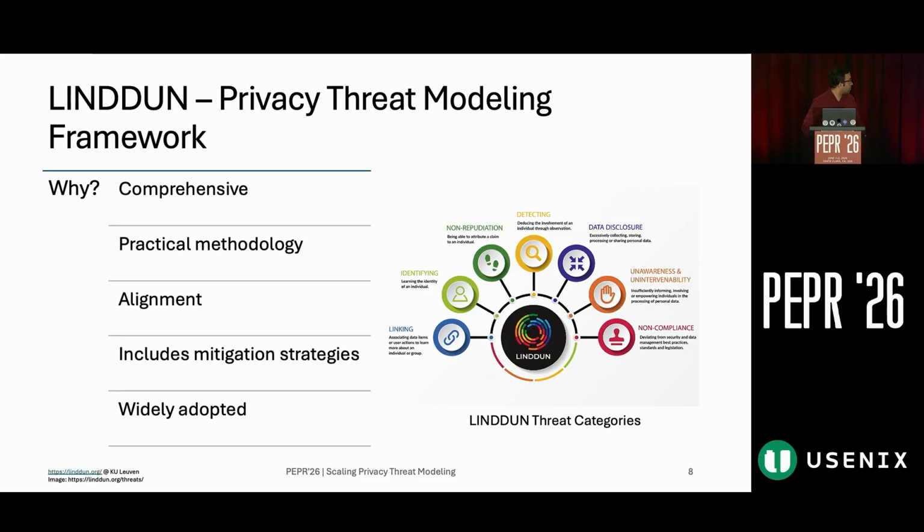Then coming to LINDDUN, I think most of us are familiar with LINDDUN. LINDDUN is a privacy threat modeling framework, and the reason we are using it is because it covers a comprehensive taxonomy of privacy threats. It's a practical method to evaluate an application, like a real-world application. It aligns well with privacy by design concepts, and it does include mitigation strategies, including privacy enhancement technologies. It has some recommendations for that, and it's widely adopted and recognized by authorities.